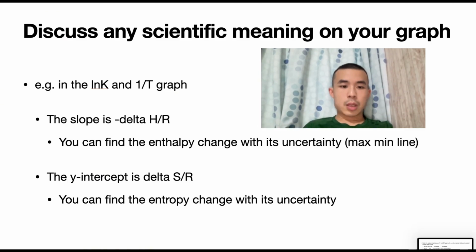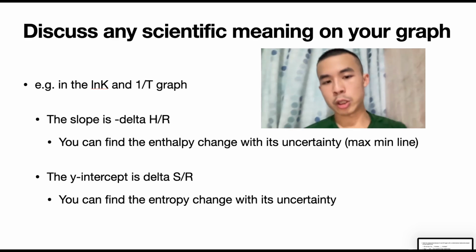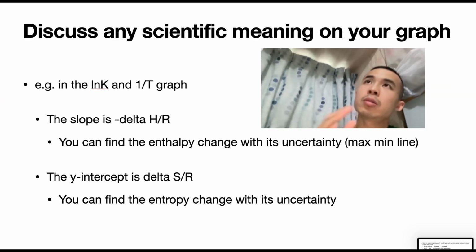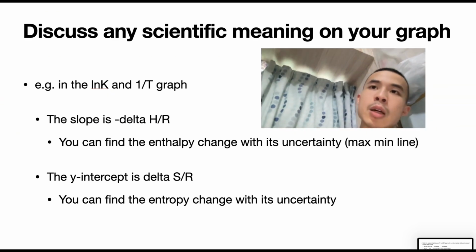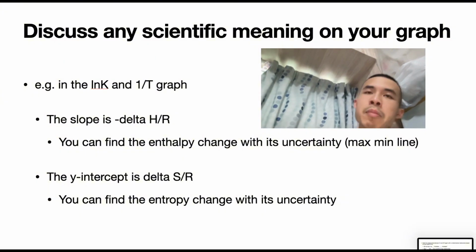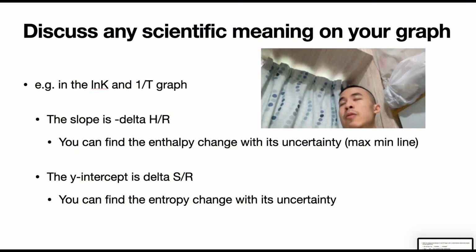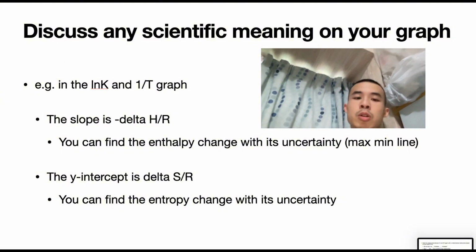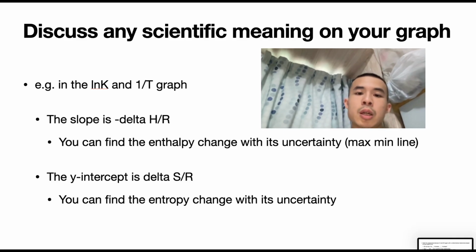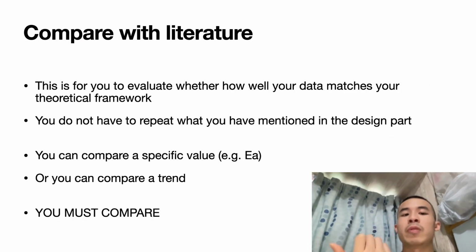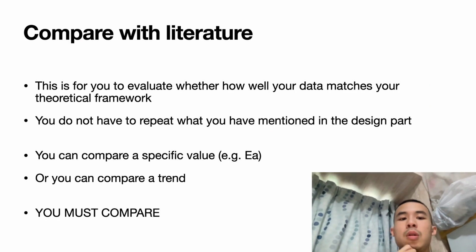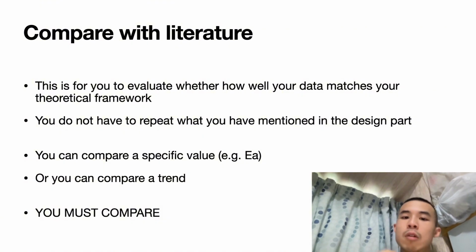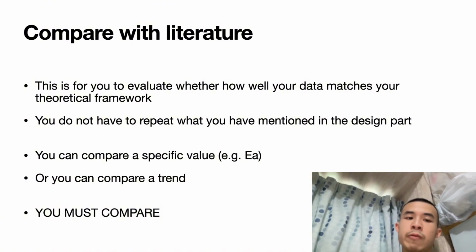Now, I'll talk about this. For example, let's say you are calculating the enthalpy change of this reaction. How does that relate to how reliable your result is? How do you link back to the reliability of the result in answering the research question? In this case, we call that comparing with literature. This is for you to evaluate how well your data matches your theoretical framework.